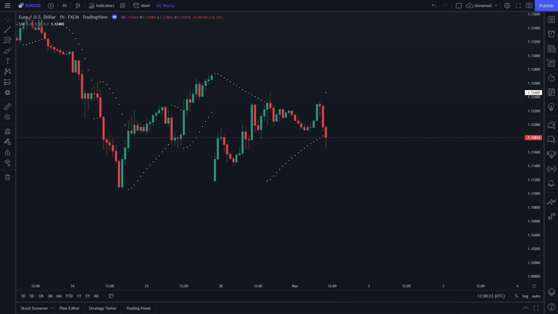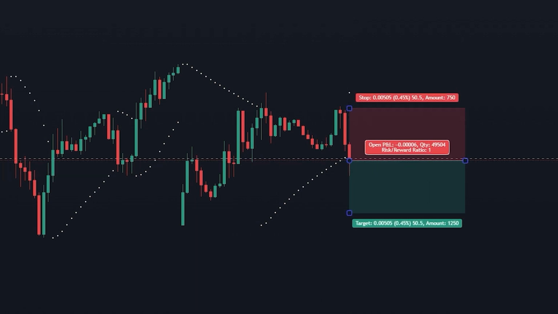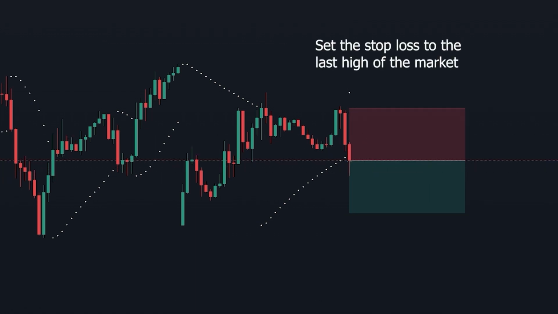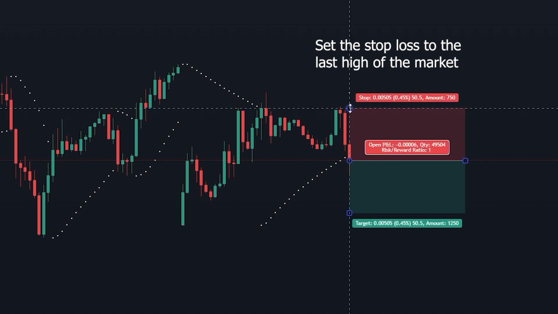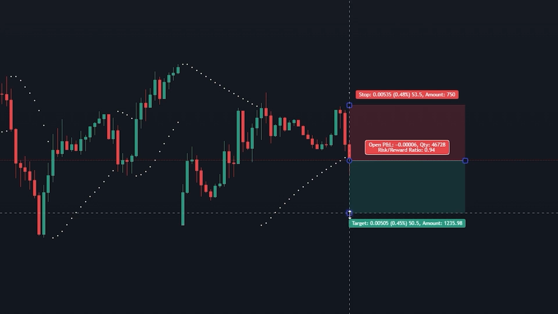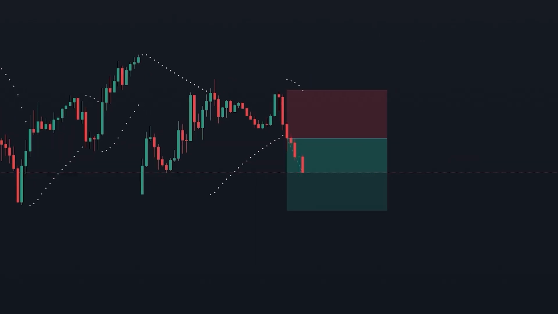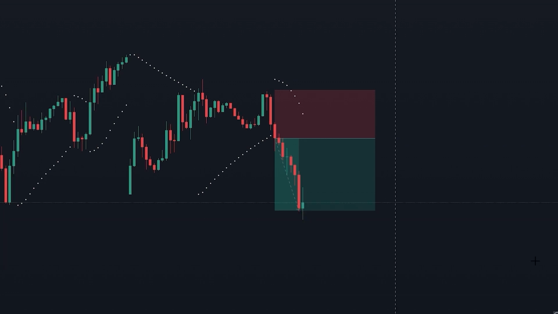Now you can see in the chart. The Parabolic SAR is moving from bottom to top. We can go for sell or short transaction. Set the stop loss to the last high of the market. Set the take profit 1.5 times, so we are using 1 to 1.5 risk-reward ratio. Let's see how this trade turns out. This trade hit the take profit.